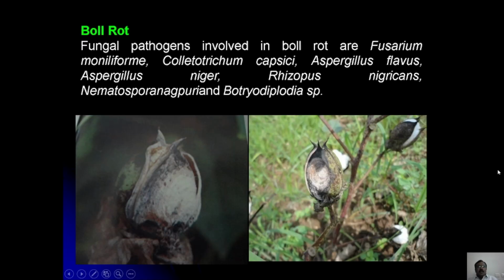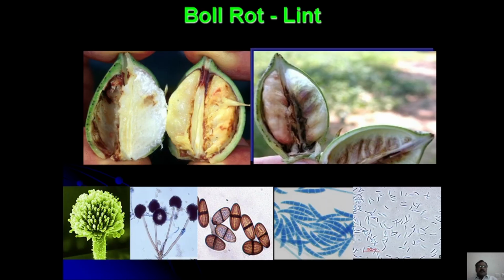And then the boll rot, which is caused by multiple pathogens, including Fusarium, Colletotrichum, Aspergillus flavus, Aspergillus niger, Rhizopus, Nematospora and Botryodiplodia, etc. All these pathogens are present as propagules in the air, which get attached on the boll surface and establish, causing the boll rot. And this is the typical boll rot, in which the internal lint is completely discolored.